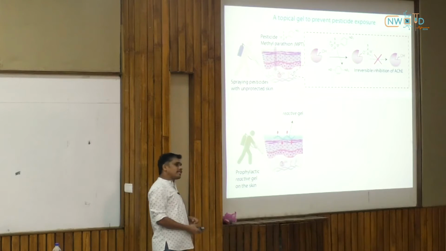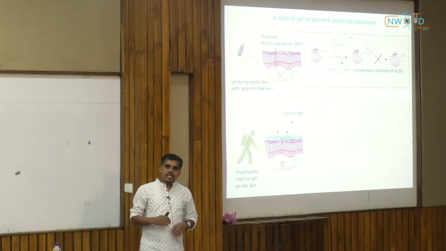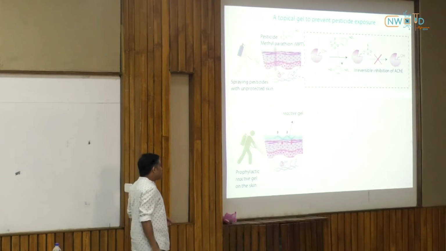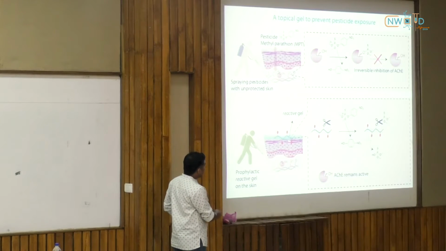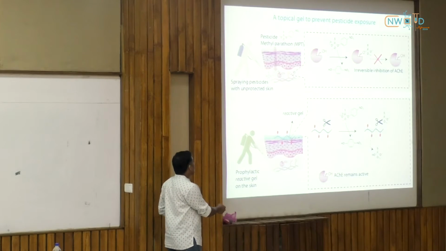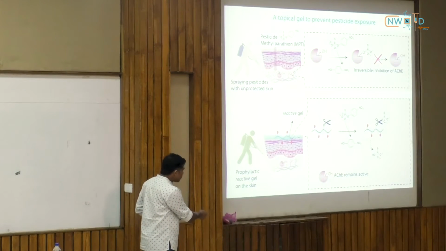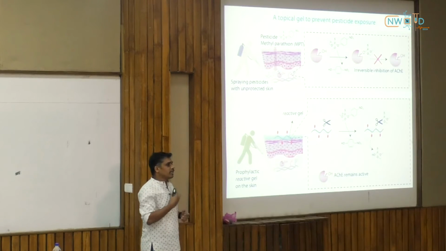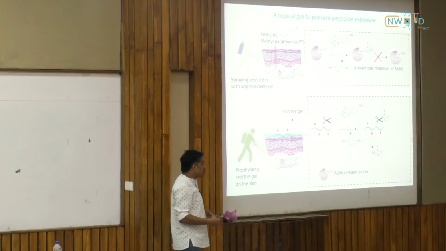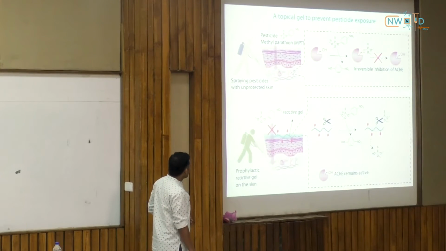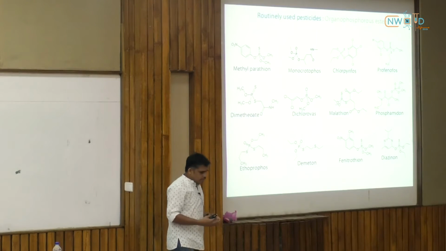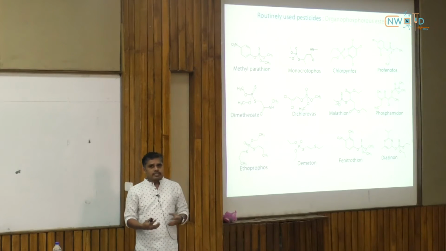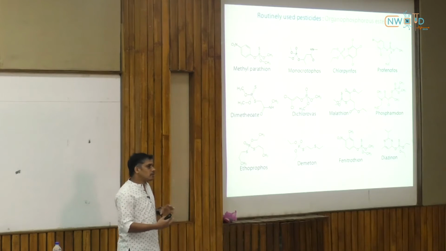So our idea is to develop a topical skin gel, like chemical scissors, where a polymer should retain there and chemically break down the pesticides into non-harmful products which can no longer go and inhibit these enzymes. That's the overall approach. And if you see all the organophosphate pesticides, they have a common structure.